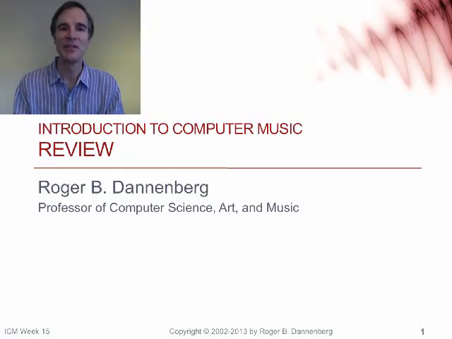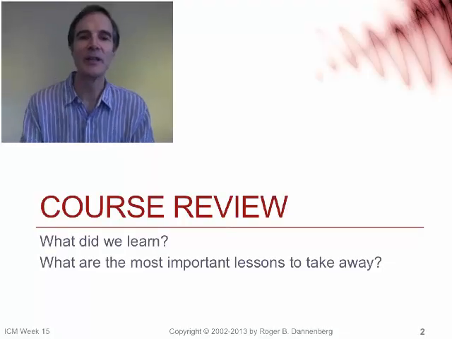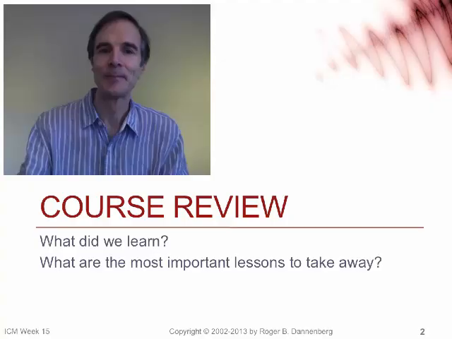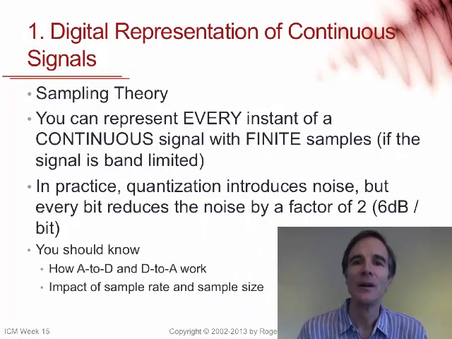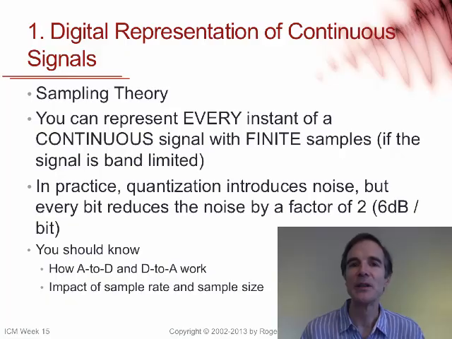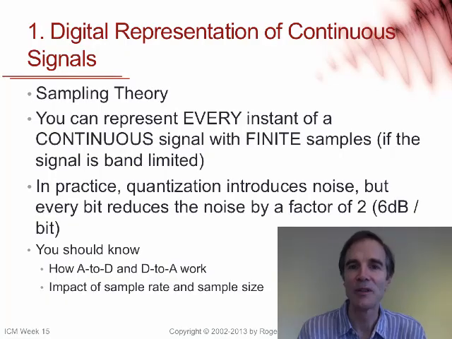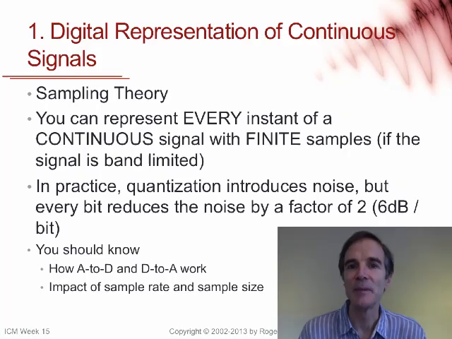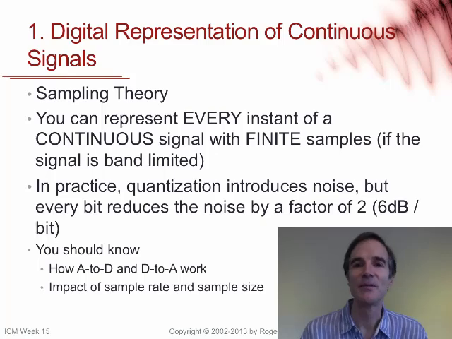Well, we're coming to the end of this course, and I'd like to spend some time reviewing what we've done. What did we learn? What are the most important lessons to take away? One of the most fundamental things we did was learn about sampling theory, the digital representation of continuous signals. This material is particularly important in computer music, but you find it also in studies of speech, in computer graphics, in image representation. It's really pervasive.